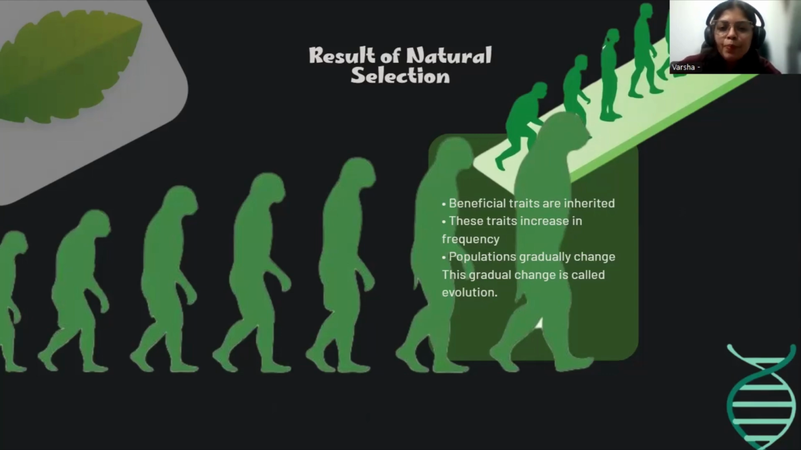So, to sum it up, natural selection works through three important steps. First, variation in the population. Second, survival of individuals with advantageous traits. And third, inheritance of those traits to the next generation.